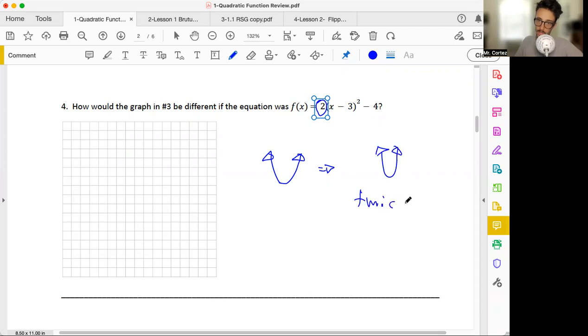You could say that it's twice as fast. It's still in the same increments of, like, to the right 3, down 4, but now it's moving twice as fast. So there you go.